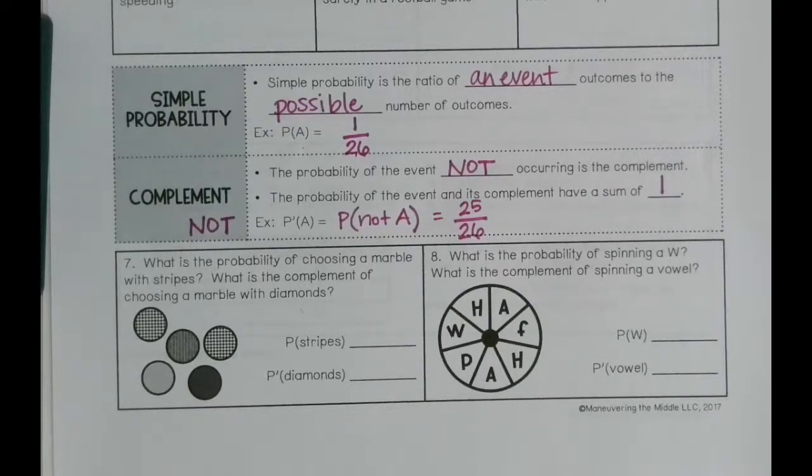And this is simple probability. This is just the event, just one event. So not two things happening. So this is the probability that just one thing is going to occur. So let's do a few more examples.